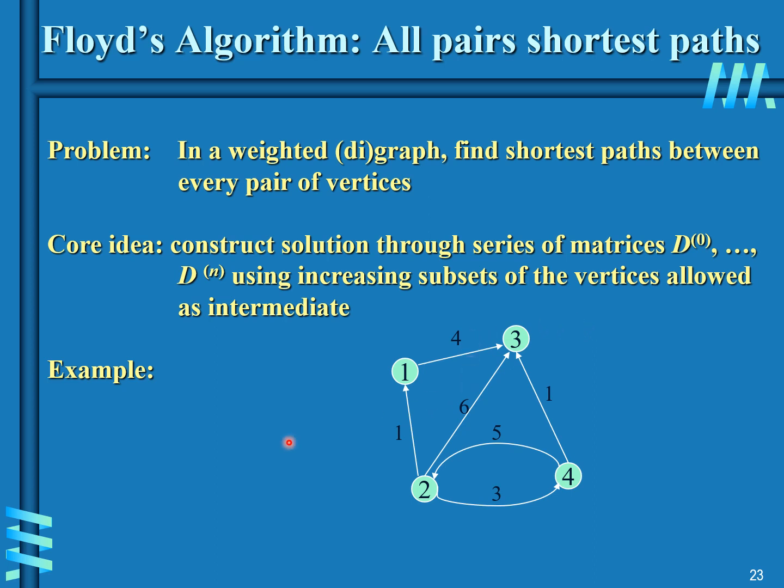In order to construct D1, you can make use of the previous matrix D0. Same way, to construct D2 you can make use of D1. That is the core idea. In each iteration you construct a matrix by making use of the previous matrix. The k value indicates that the matrix uses a maximum of k intermediate vertices.